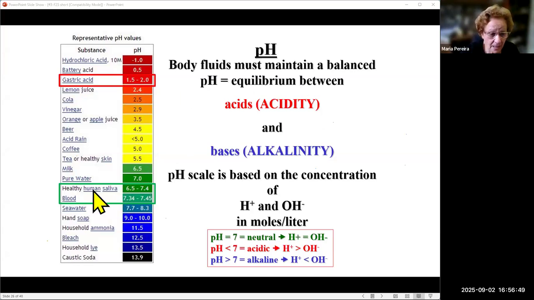Okay, now the blood and saliva, they have a pretty neutral pH. That means that the number of hydrogen ions is equivalent to the number of hydroxide ions. So pH 7 neutral means that the number of hydrogen ions is similar to the number of hydroxide ions.